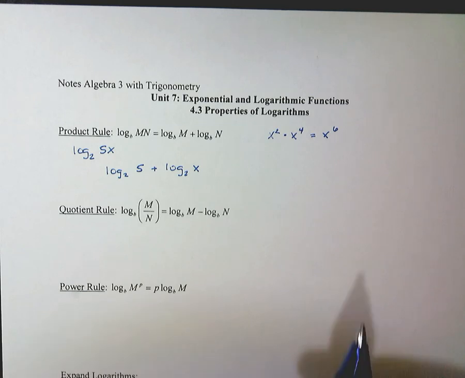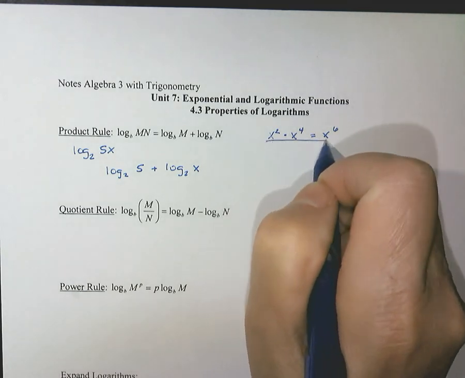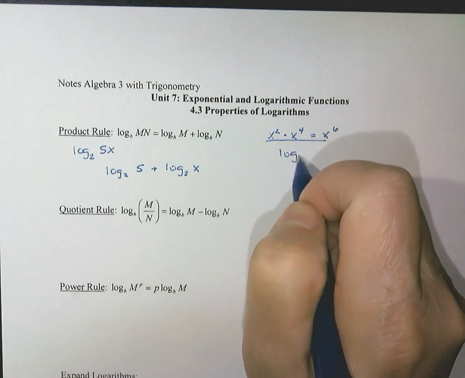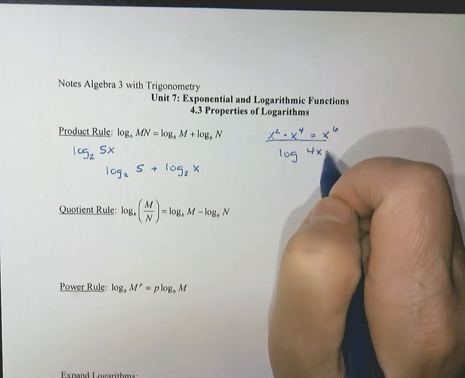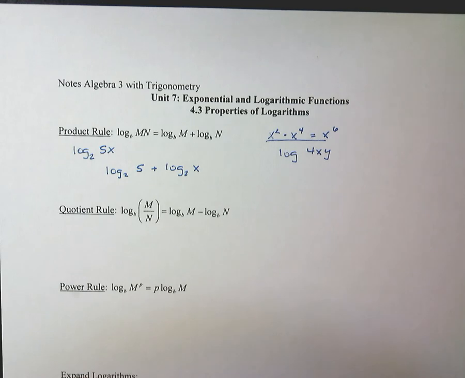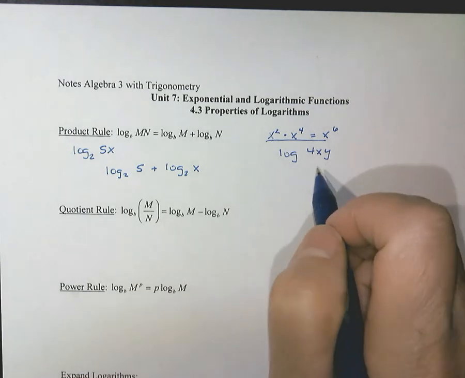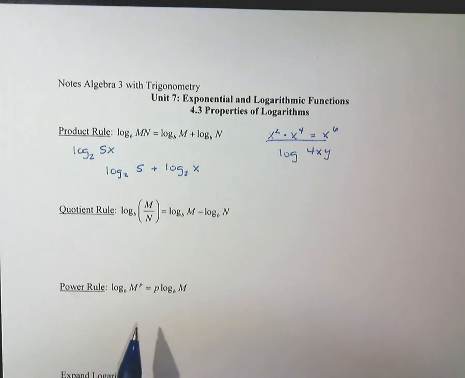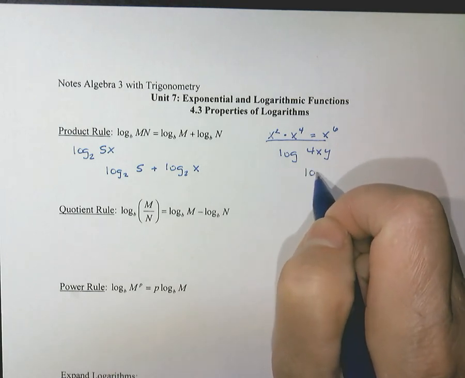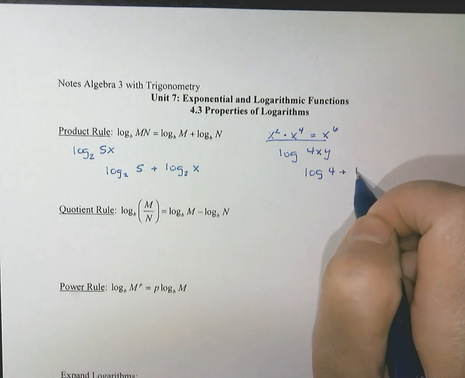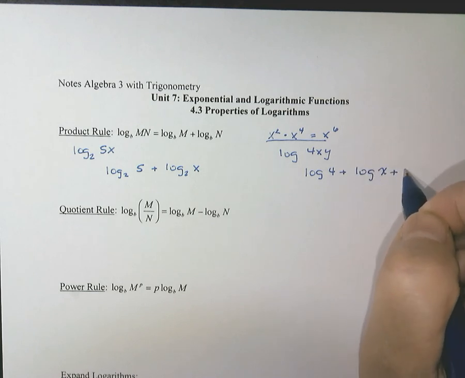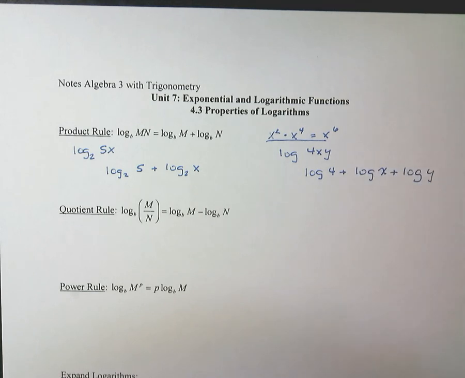Another example, say I had log 4xy. Well, it's three things being multiplied, but that's okay. It's still going to be addition. I don't have the base written, so it's a common log, base 10. So this would be log 4 plus log x plus log y.